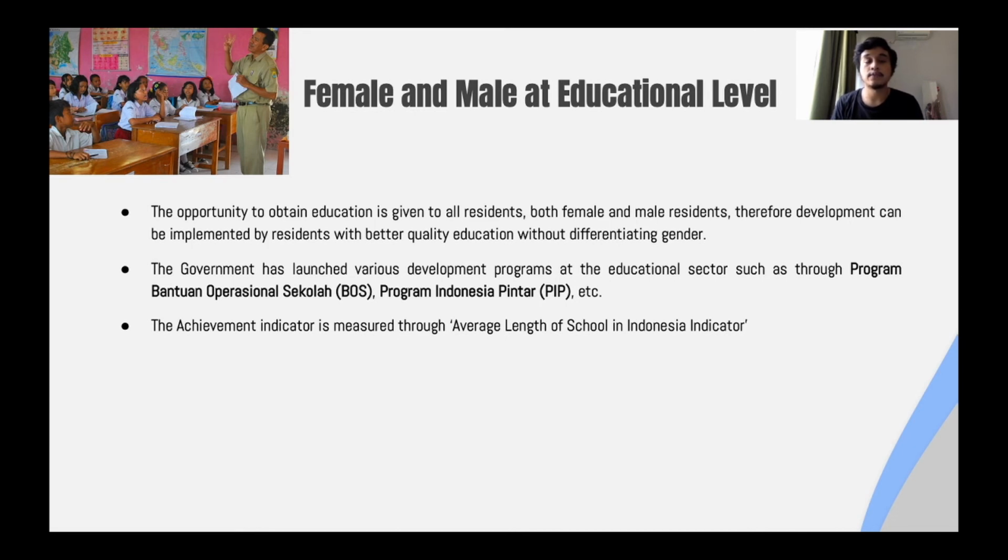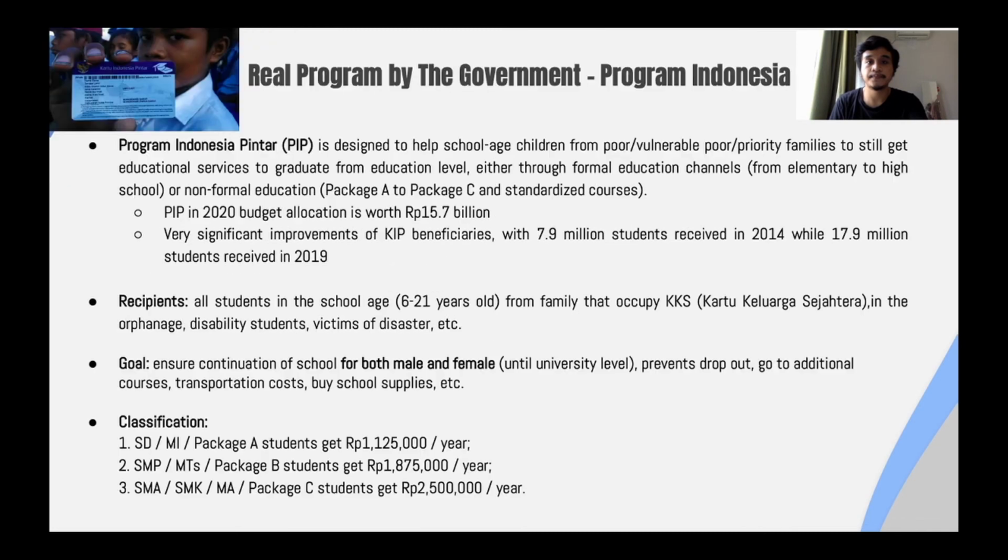And the achievement indicator we choose to use is the average length of schooling of students in Indonesia. And the real program that we choose is the Program Indonesia Pintar by the government. This program was first launched back in 2014 by President Joko Widodo. The program is designed to help school-age students aged 6 to 20 years old get through the educational levels and services, for both formal and non-formal education.